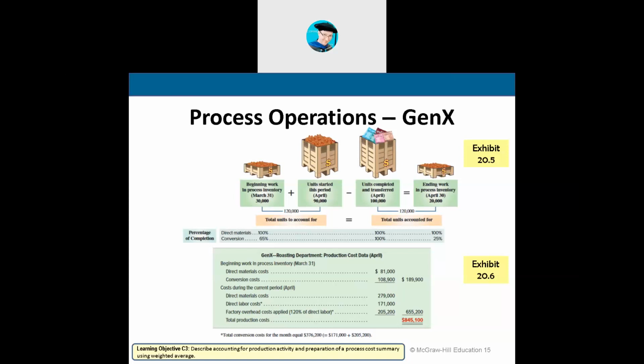So, looking at this, at the beginning work in process inventory, end of March, 30,000 units. I use 100% of direct materials. I have a 65% conversion rate. In other words, I've completed 65% of that beginning work in process inventory in the month of April.